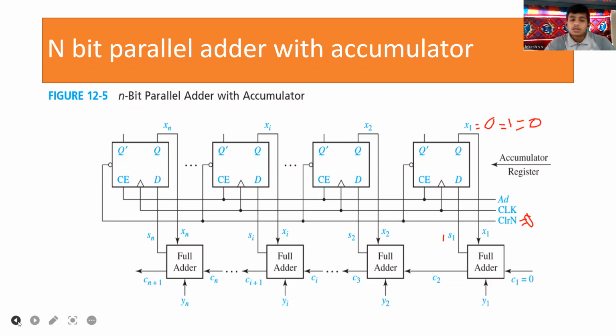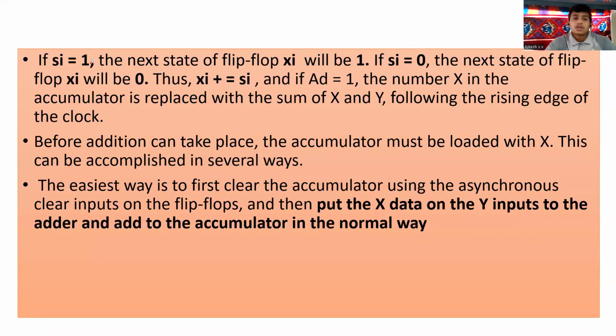In the general case, if Si equals 1, then the next state of flip-flop Xi will be 1. If Si equals 0, then the next state of flip-flop Xi will be 0. That is, Xi+ means the next state of the flip-flop. If the add signal equals 1, the number X in the accumulator is replaced with the sum of X and Y following the rising edge of the clock cycle. Before addition can take place, the accumulator must be loaded with value X.